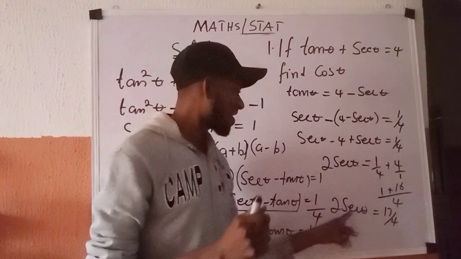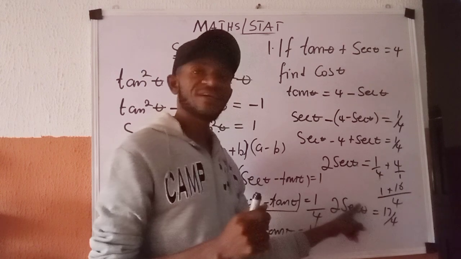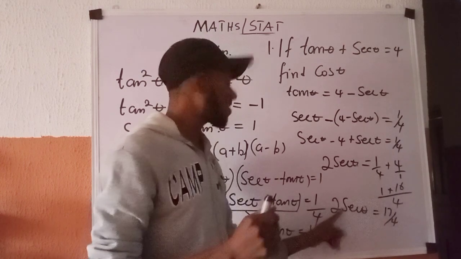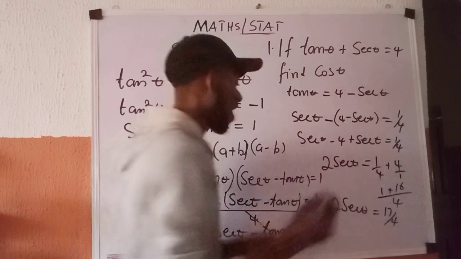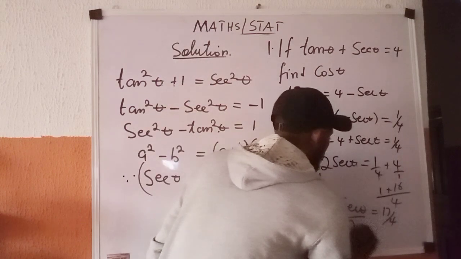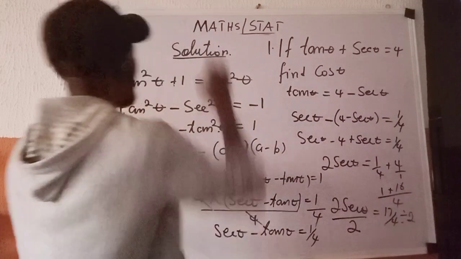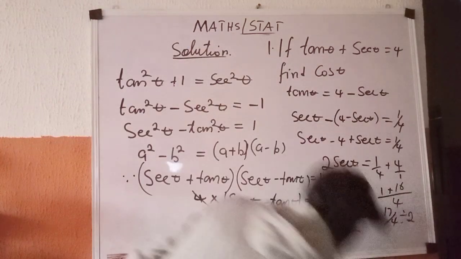And remember that what I have here is 2 sec theta. So I can make this sec theta stand all alone by dividing both sides by 2. So I'll be able to have all over 2, and here becomes divided by 2. Permit me to clean here and be able to complete the solving there.